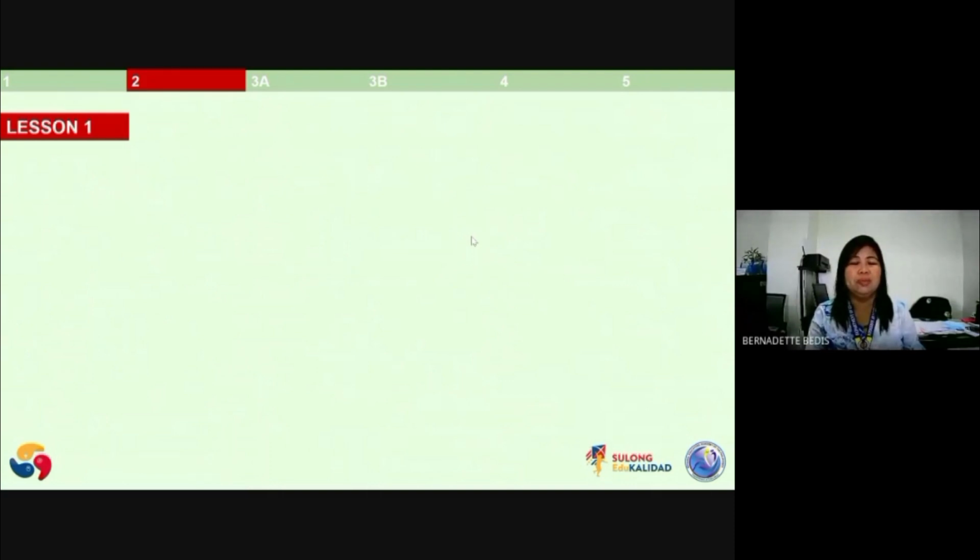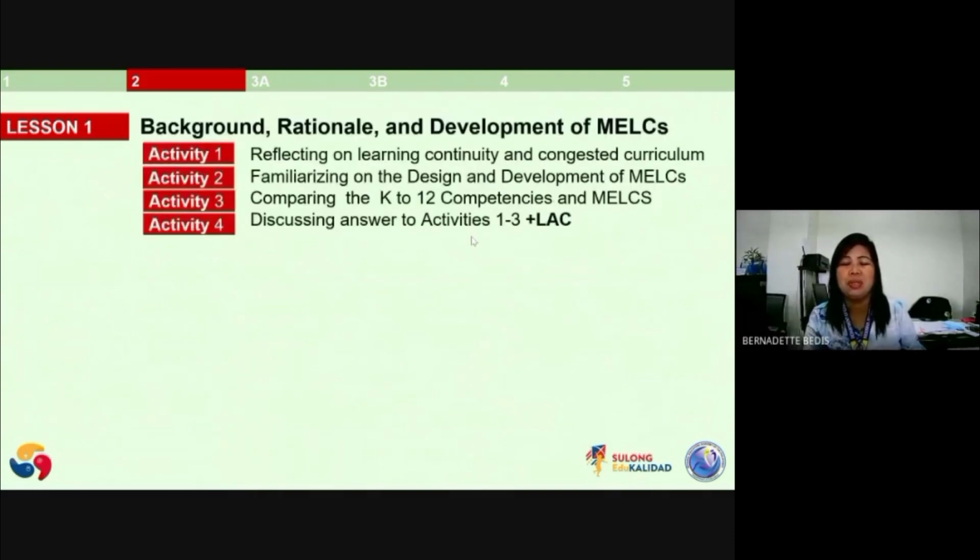Lesson 1, background, rationale, and development of MILKs, is composed of 4 activities. Activity 1 is reflecting on your learning continuity and congested curriculum. Activity 2, familiarizing on the design and development of MILKs. Activity 3, comparing the K-12 competencies and the MILK. Activity 4, discussing answers to activity 1 to 3 plus the lab.